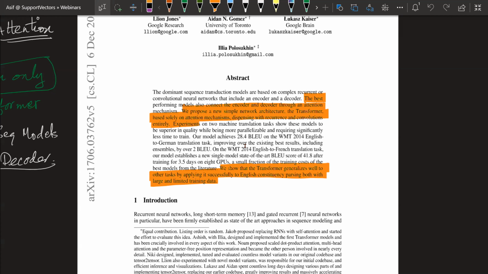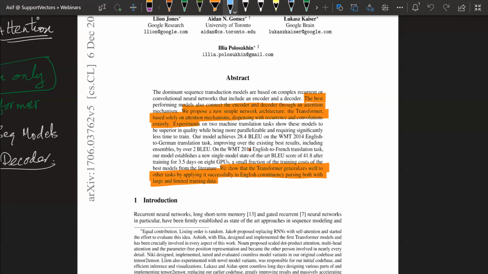Now, this paper is essentially proposing a new architecture, the transformer. So it says, we propose a new simple network architecture, the transformer, based solely on attention mechanisms, dispensing with recurrence and convolutions entirely. And that, I think, is a seminal statement. So then they go on to show that the accuracy improves. The last sentence is worth reading.